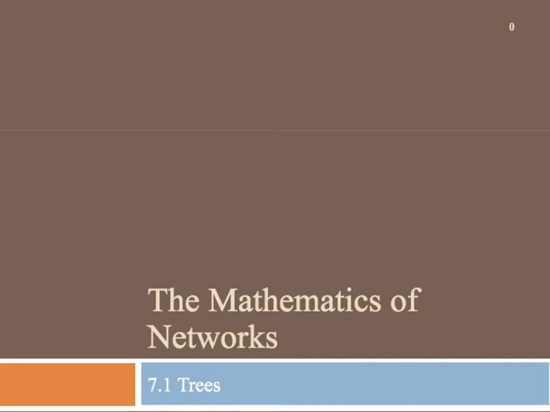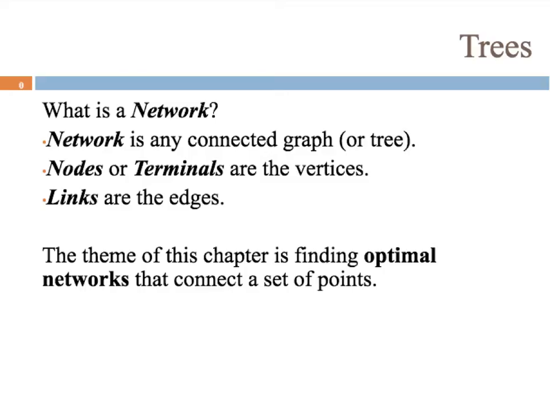This is the first section in the networks chapter, and it's all about trees. So first of all, what is a network? Well, at least in this case, a network we're going to call any connected graph or tree. And the nodes or terminals are the vertices.